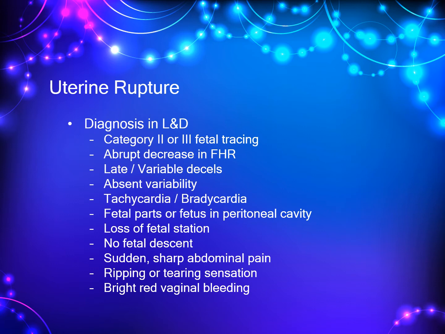So uterine rupture, of course, would be diagnosed in labor and delivery. What we're going to see is a category 2 or 3 fetal tracing, abrupt decrease in the fetal heart rate, late or variable decels, absent variability, tachycardia or bradycardia. The fetal parts or the fetus itself may be in the peritoneal cavity. There's a loss of fetal station, no fetal descent. Mom may experience a sudden sharp abdominal pain, a ripping or tearing sensation that's not related to the contractions, and bright red vaginal bleeding.